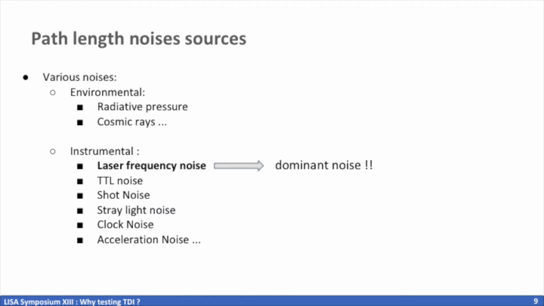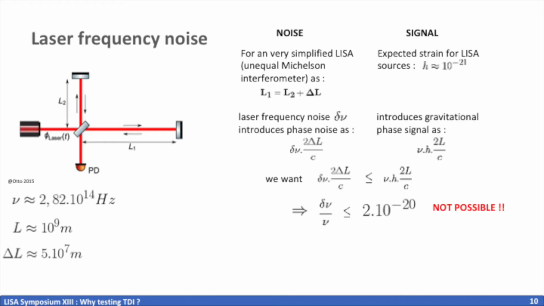In LISA, there are many noise sources which can affect path length measurement. Without a noise reduction method like TDI, laser frequency noise is by far the dominant noise. In order to show how TDI is crucial for the mission, I take a simple example of an unequal Michelson. The difference of arm length, delta L, is fixed by the orbit of LISA, and the laser frequency noise will introduce a phase noise proportional to this difference.